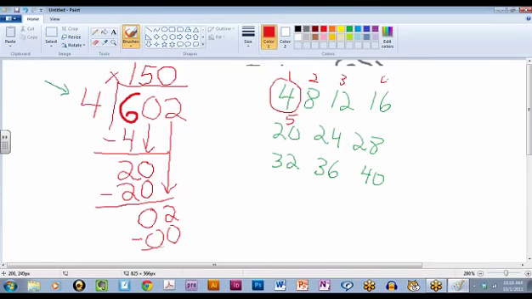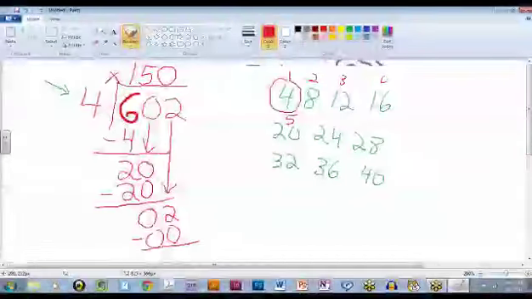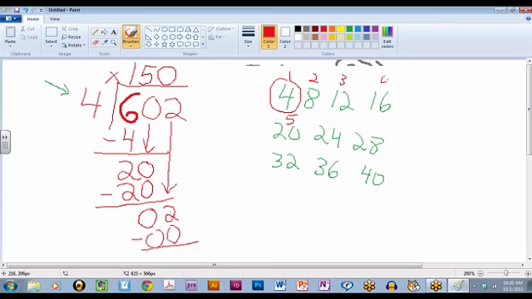And now it's time to subtract. Now I have a girl in our class, Josh. You sit right by her. Her name is Leslie, and Leslie always gets this part wrong. She thinks that 2 minus 0 equals 0, but it does not. 2 minus 0 equals 2.